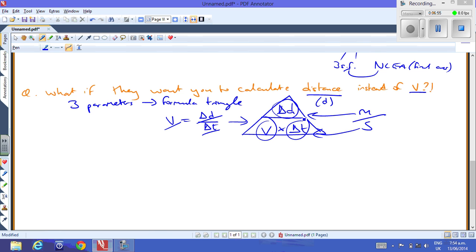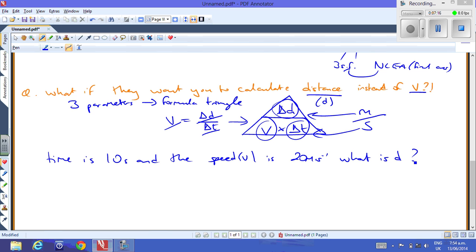So if we take a question where, I'll just quickly write this down. If the time is 10 seconds and the speed, which would be v, is 20 meters per second, what is d basically? So what distance would be covered? What would d be? Now the way you use these triangles is you want to, first of all, identify the thing that you're trying to calculate, which is d in this case. So we're trying to calculate d. So what you want to do is cover the one that you're trying to calculate, and that tells you what to do.